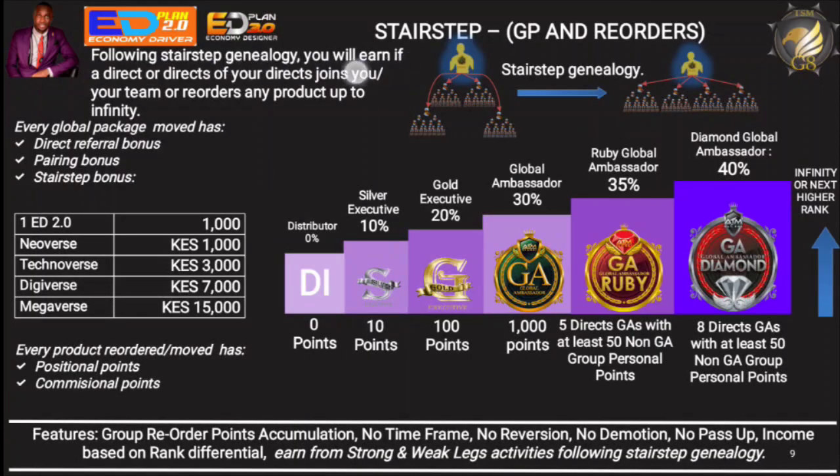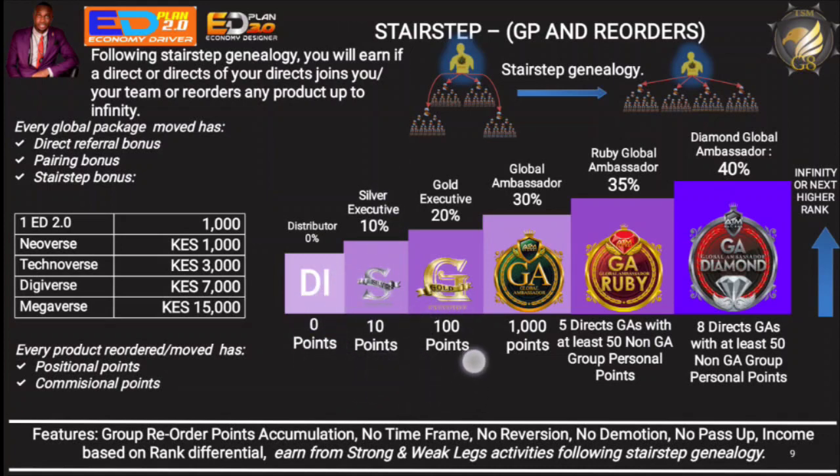saying, following stair-step genealogy, you will earn if a direct or a direct of your direct joins your team or reorders any product to infinity. But this one is stair-step through what we call global package and reorder. So now, about global package, these are the figures, okay? So now let's see what you need to do to increase your rank. You need to move 10 points. It means people in your team need to have been reordering products, and those products added positional points, and those positional points added up to 10 points. That is when you become a silver executive.